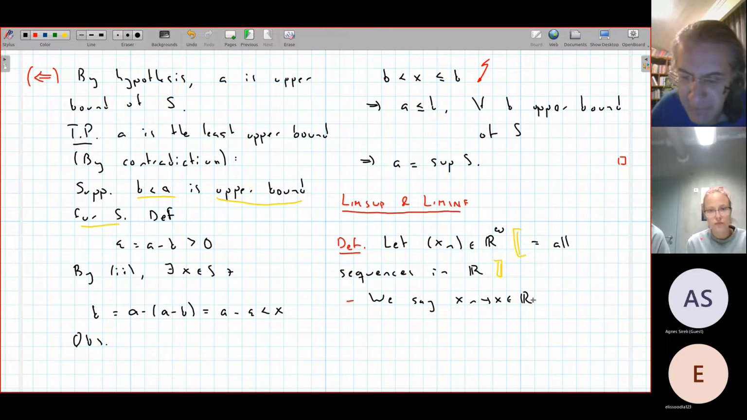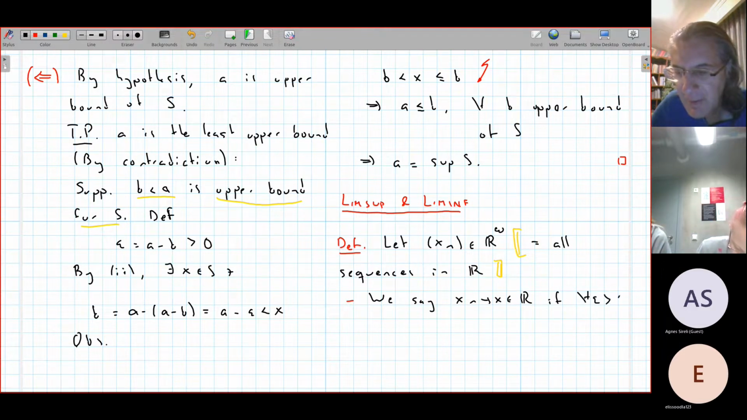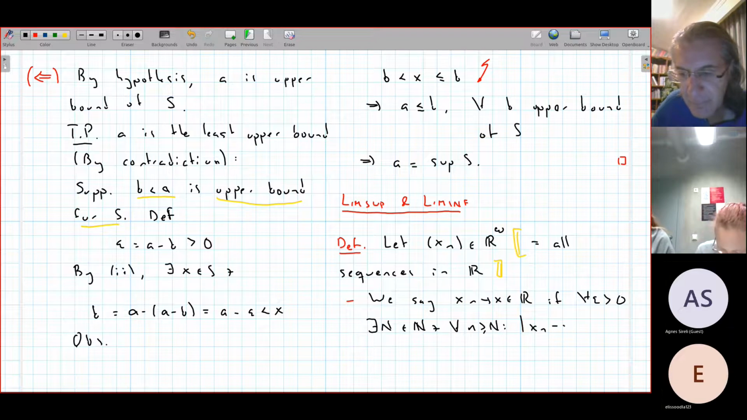So this is just the definition of convergence. This happens if for every epsilon greater than 0, there is a natural number N such that for every natural number n greater than that one, this distance |xn - x| is less than epsilon.